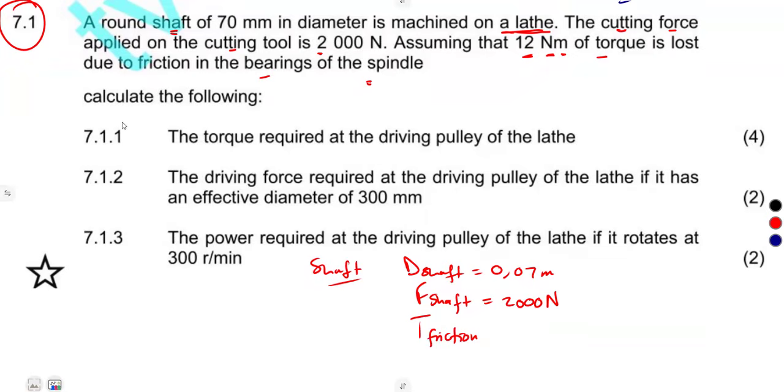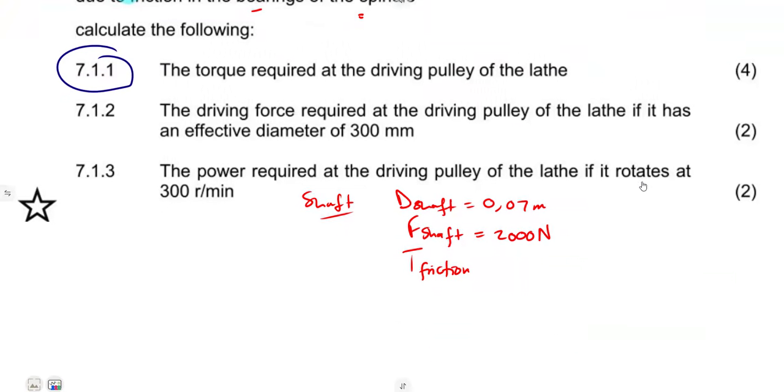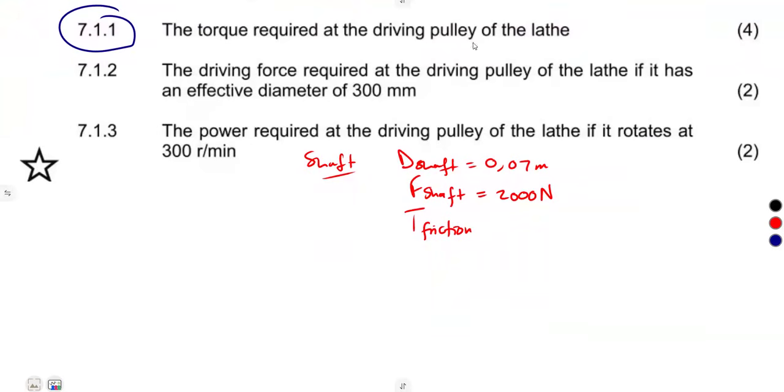Calculate the following: 7.1.1, the torque that is required at the driving pulley of the lathe. We worked with this one as an example, if you still remember. That was simply going to be the driving pulley. From the radius and force, you can have the torque. As we understand, torque is force times radius from our formulas. If it is from the pulley, it must be from the pulley. That is the consideration.